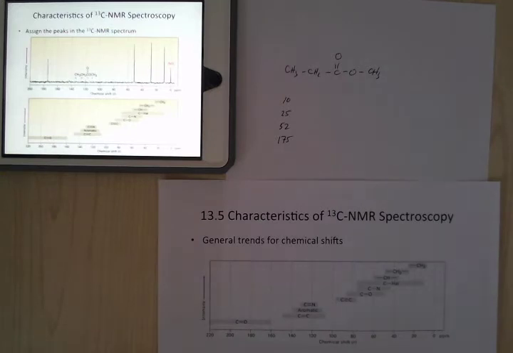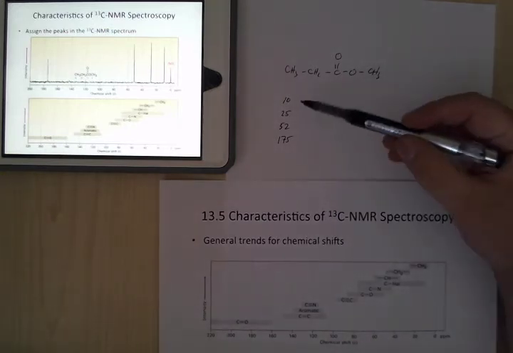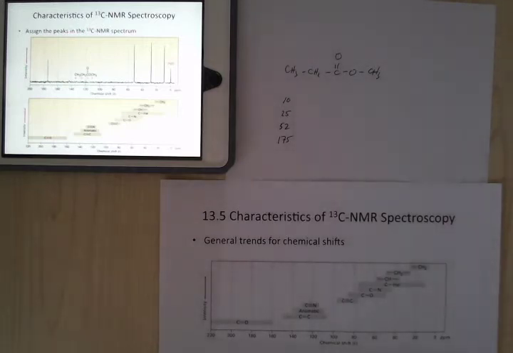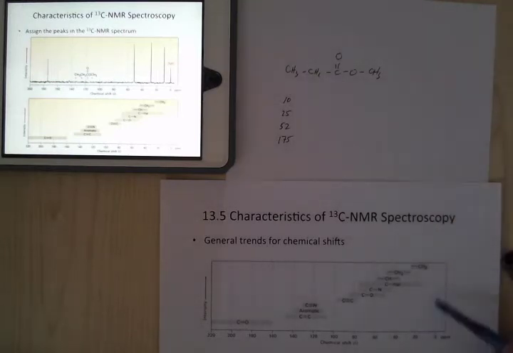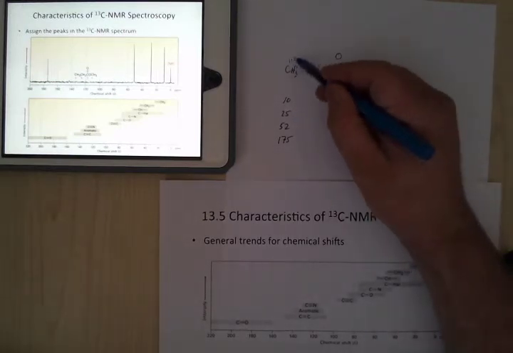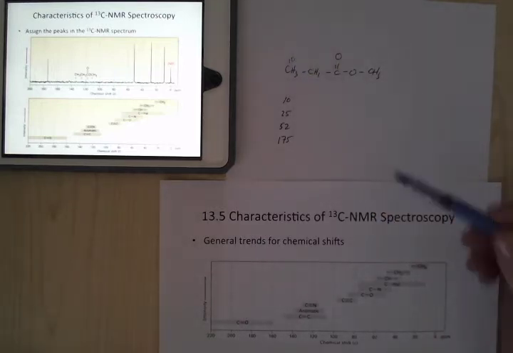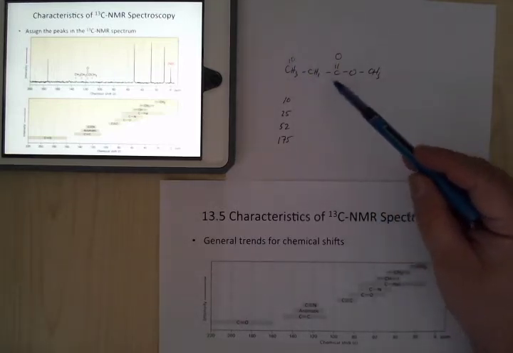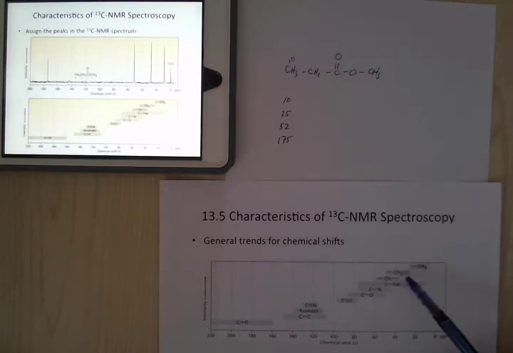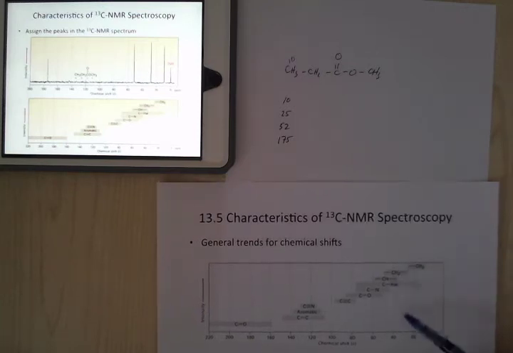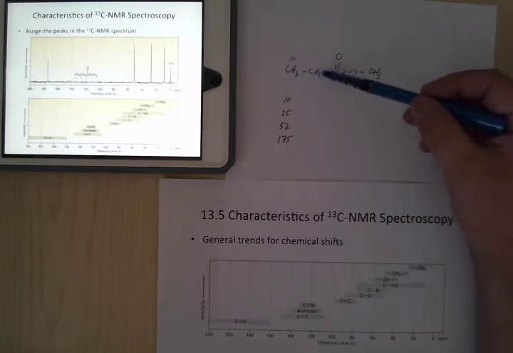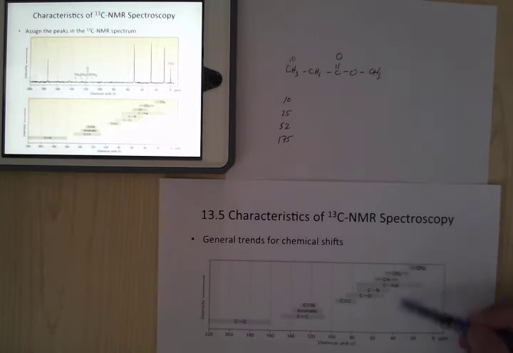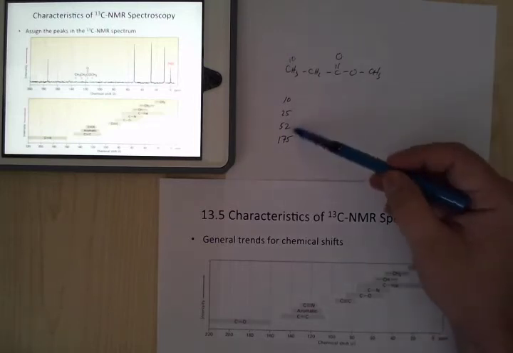Okay, so this one here, the 10. Hopefully I get these right. So this CH3 is right about where you would expect it. So this is probably going to be the 10 here, because of what's next to it. It's another CH2. Again, that CH2 is probably going to be right around 40, so it might be this one right here.